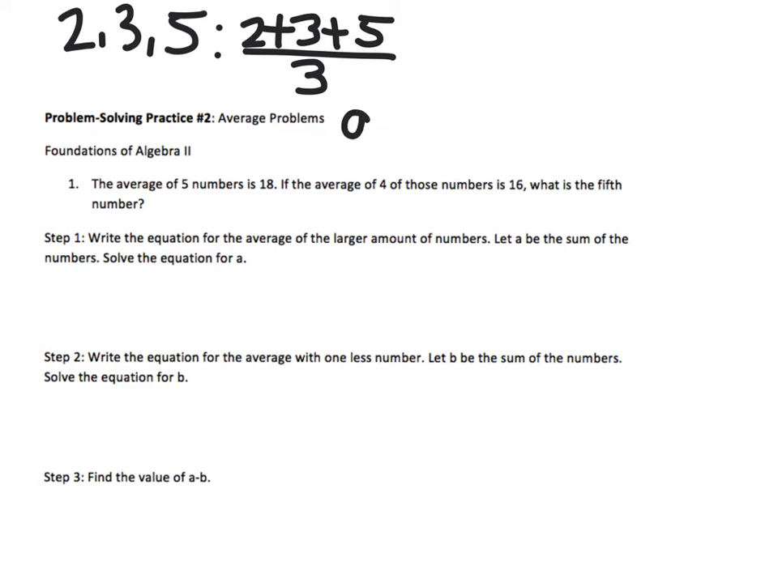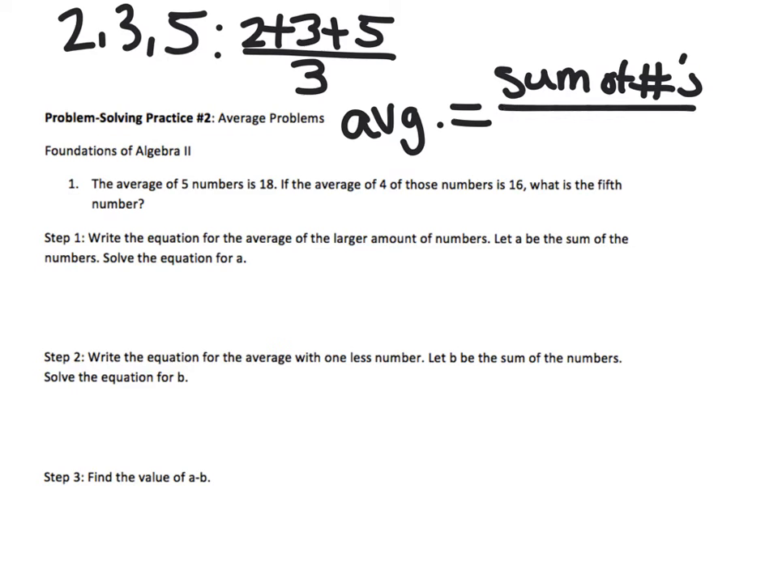The average is always equal to the sum of the numbers divided by the number of numbers. So in the example we looked at, we found the sum of 2, 3, and 5, and we divided by 3 because we have three numbers.